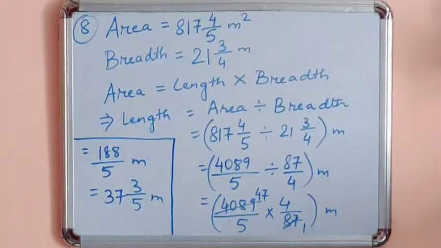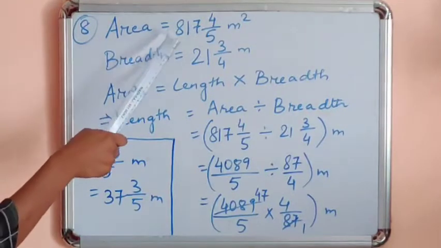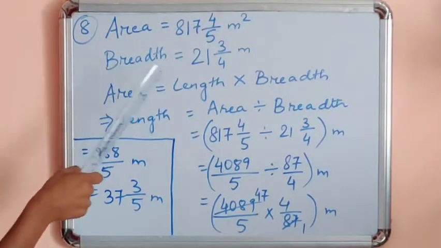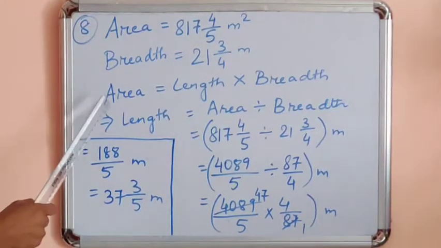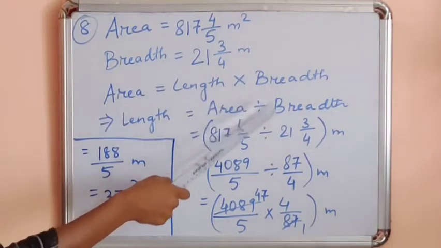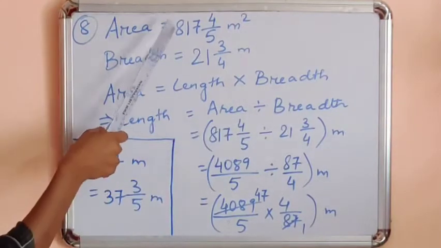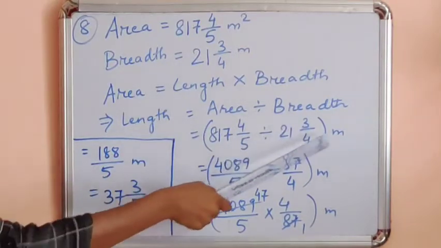Now let us move to question number 8. The area of a rectangular plot of land is 817 4 by 5 square meter. If its breadth is 21 3 by 4 meter, find its length. Here area is given 817 4 by 5 meter square and breadth is given 21 3 by 4 meter. We know the formula for calculating area of a rectangle is length into breadth. So length will be area divided by breadth. So this is equal to area 817 4 by 5 divided by breadth 21 3 by 4 meter.